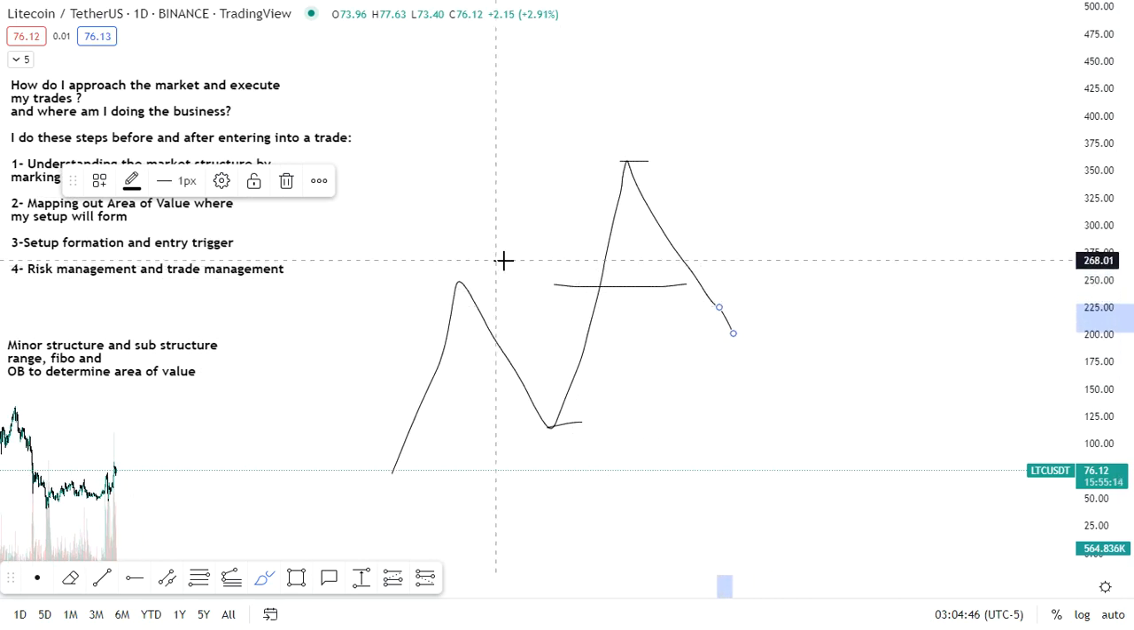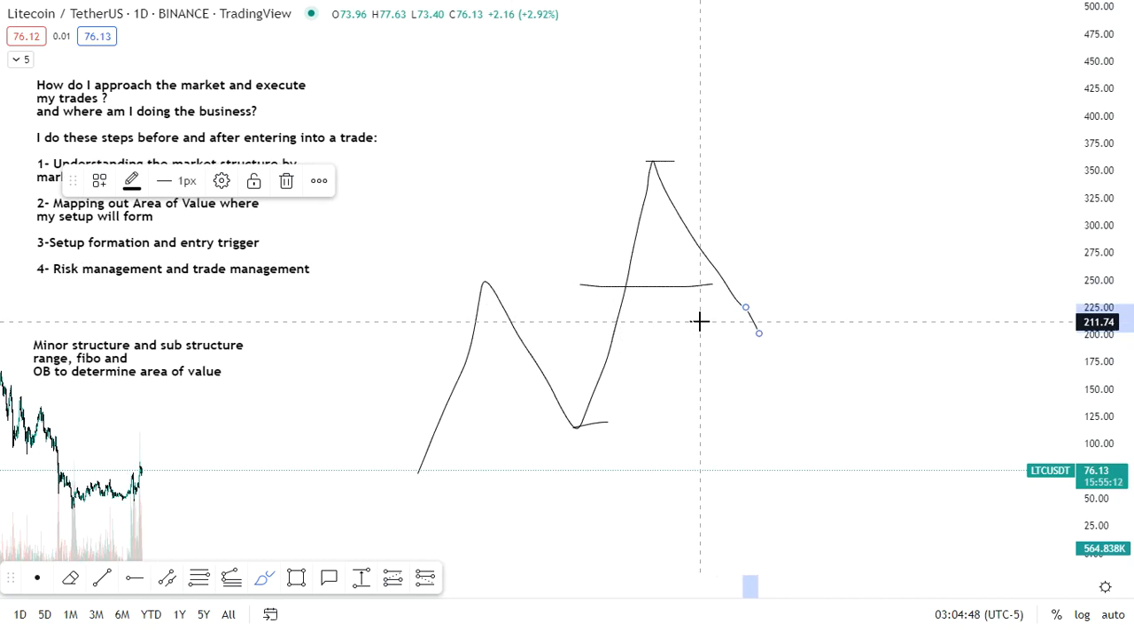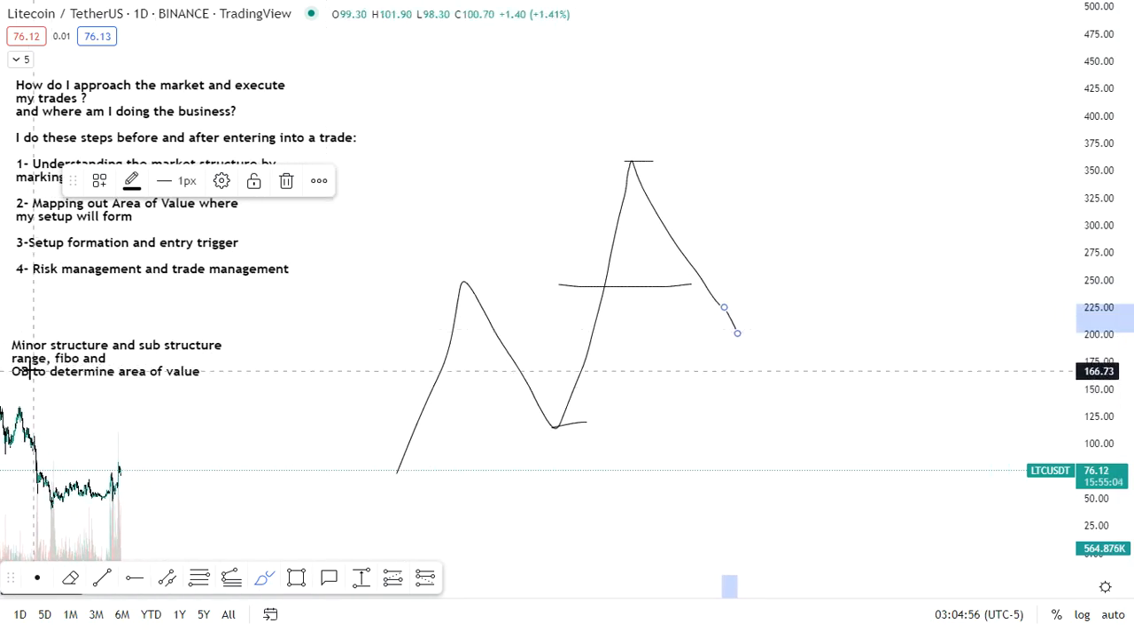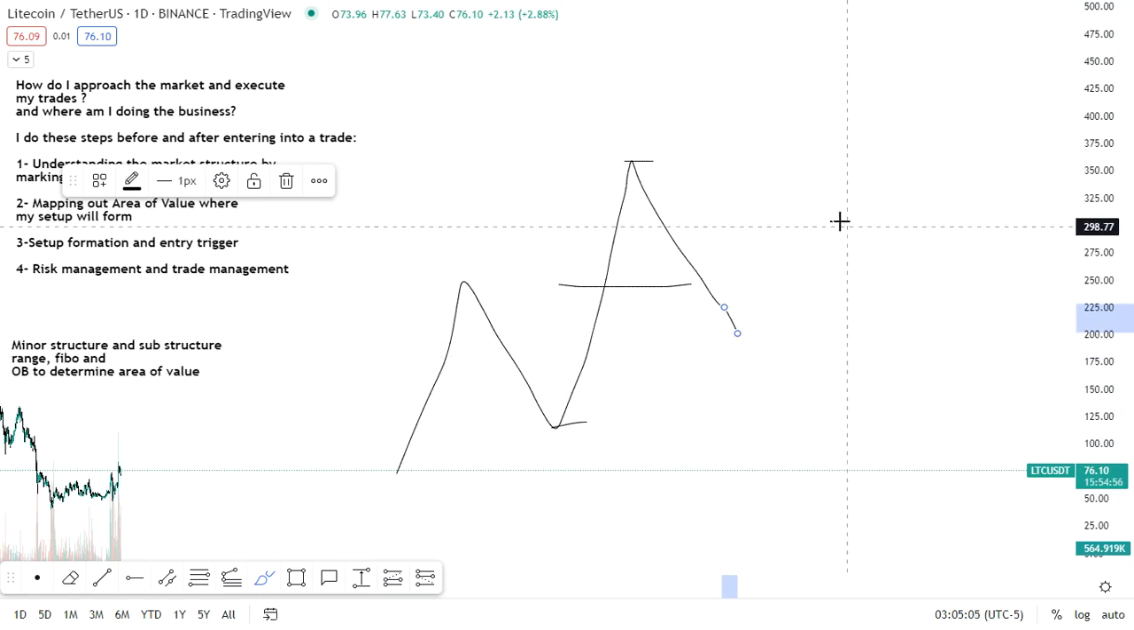And how can we determine an area of value? There are several ways, and it depends on your strategy, but I personally use ranges, Fibonacci retracement, or order blocks to determine area of value.